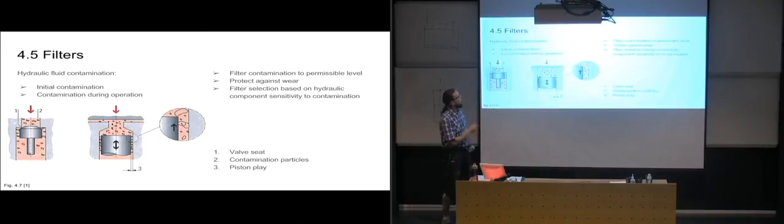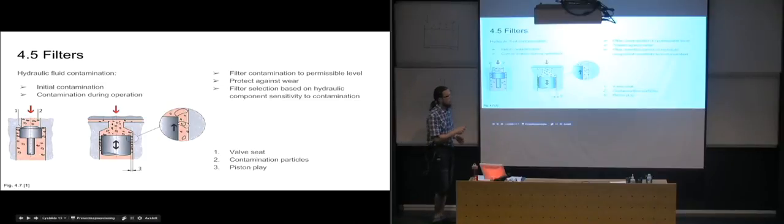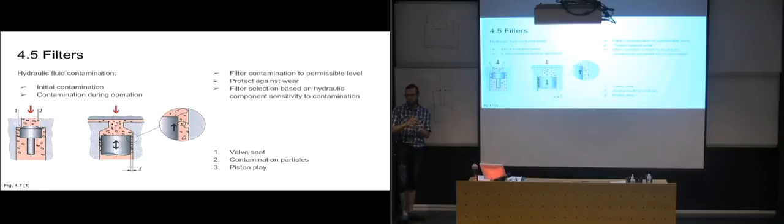The purpose of the filter is to filter the contamination to a permissible level, so that you keep either the size of the particles small enough, or that the amount of the particles is also small enough. So usually it's a combination of the two. So you filter out the larger particles, and you also filter some of the smaller particles, so that you keep the amount of smaller particles low.